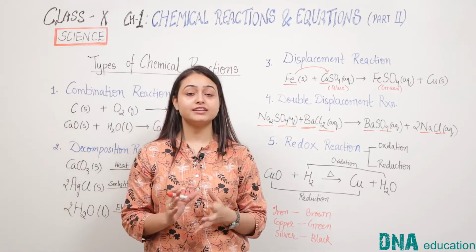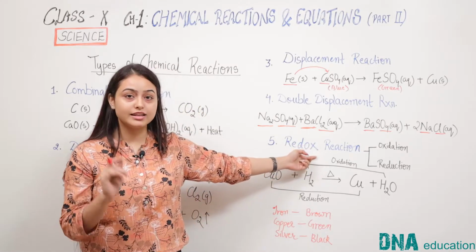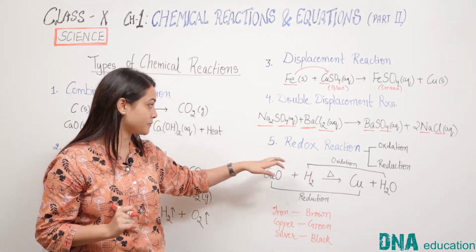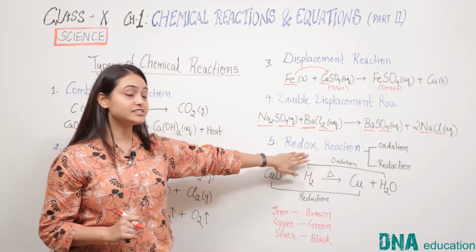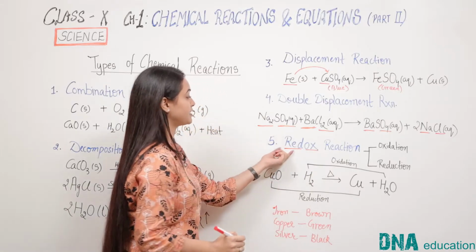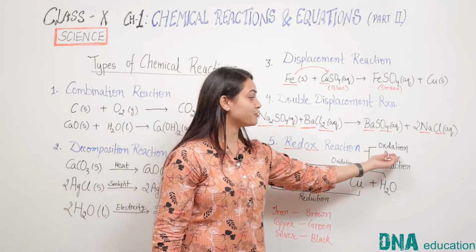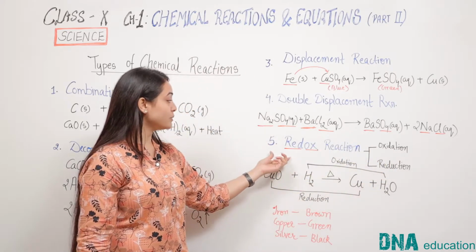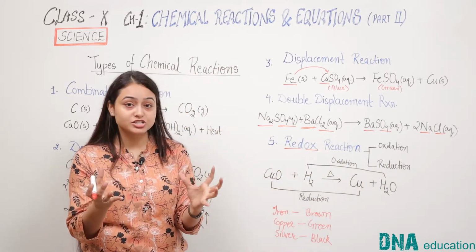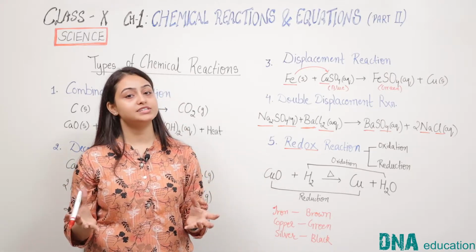Now, the final category of the reaction is redox reactions. It is a little bit complex but very interesting. Redox is made up of two terms, red and ox. Red stands for reduction and ox stands for oxidation. So it is basically a reaction in which oxidation and reduction take place simultaneously.